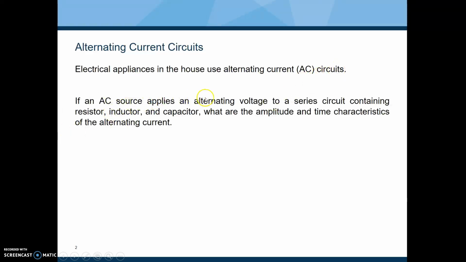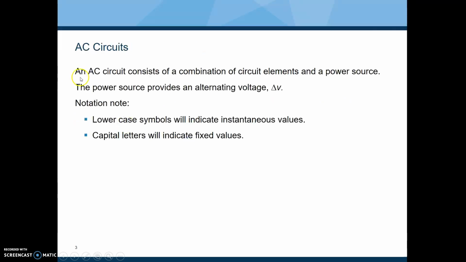If an AC source applies an alternating voltage to a series circuit containing a resistor, inductor and capacitor, what are the amplitude and time characteristics of the alternating current? This is the main thing that should be considered in analyzing AC circuits. An AC circuit consists of a combination of circuit elements and a power source. The power source provides an alternating voltage v.